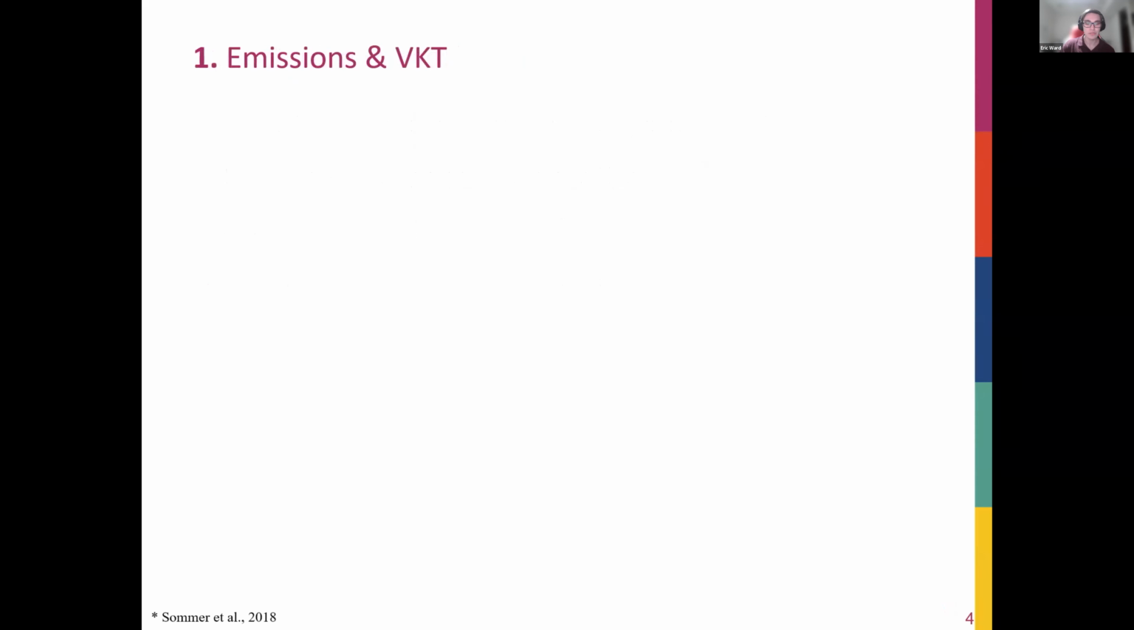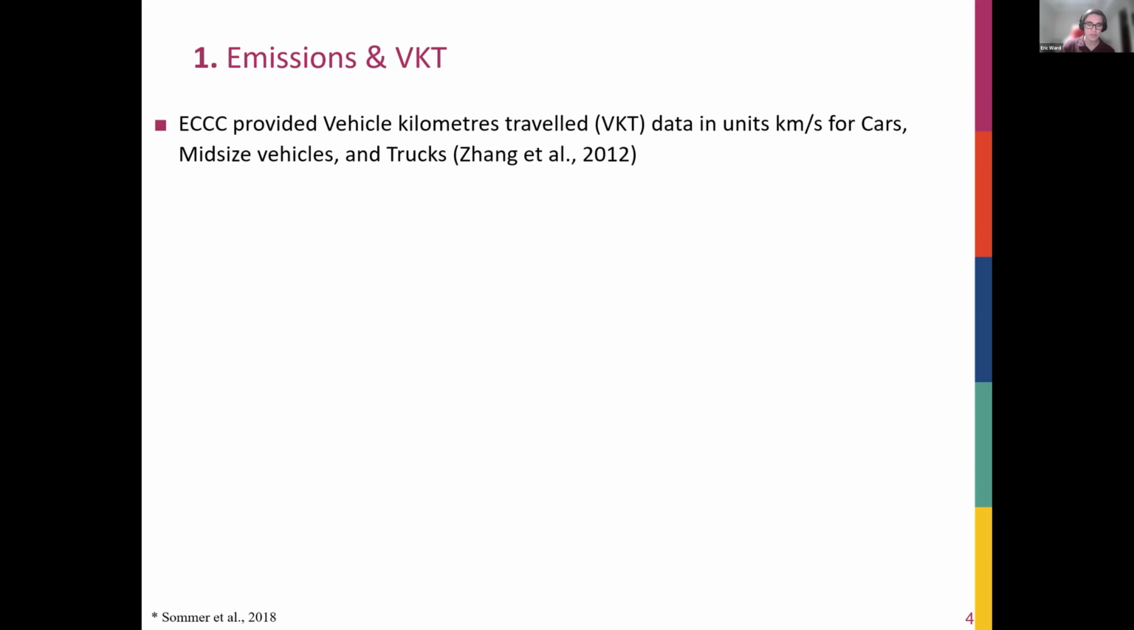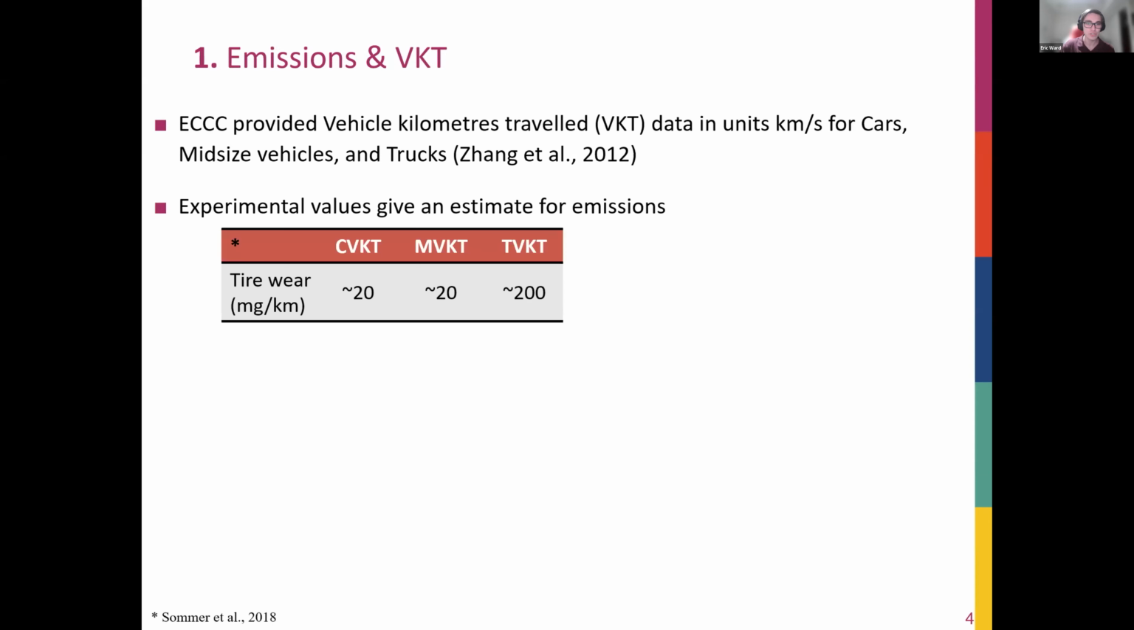So going into the first step, the emissions of microplastics, we're generally looking at modeling tire wear product, or essentially abrasion from vehicles, from VKT data, which is vehicle kilometers travelled data, which was fortunately provided to us by Environment Canada. That data has experimental values which have been determined in previous papers from 2018. So this data is separated into three categories.